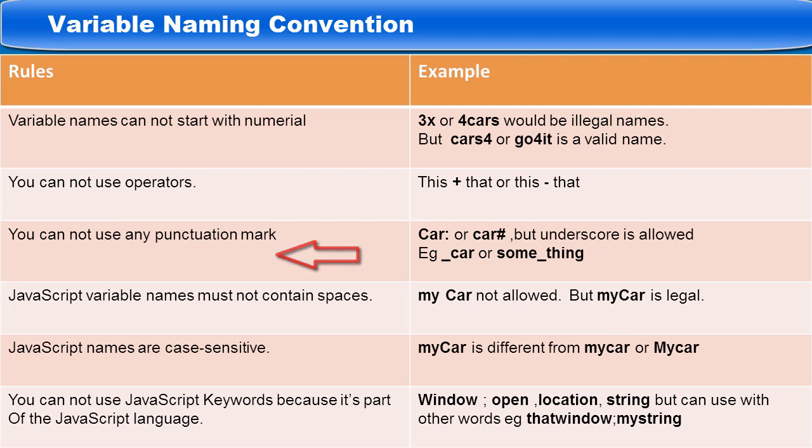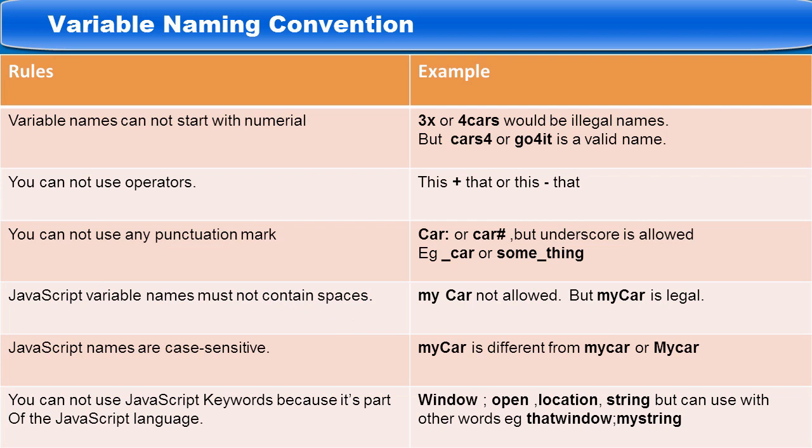That is allowed. JavaScript variable names must never contain spaces, never. For example, you can't name your variable my car with a space between my and car. That's not allowed. However, you can give it myCar. That is legal. There cannot be any spaces between variable names.